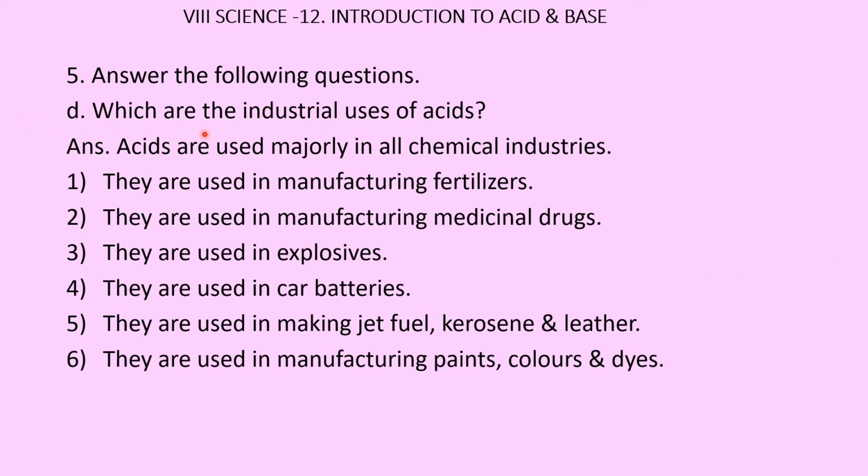Next one. Which are the industrial uses of acids? Acids are used majorly in all chemical industries. They are used in manufacturing fertilizers. They are used in manufacturing medicinal drugs. The medicines which we are using, it's almost the same answer, children, which I gave before. They are used in explosives, which we use in Diwali crackers. They are used in car batteries. They are used in making jet fuel, kerosene and leather. They are used in manufacturing paints, colors and dyes.